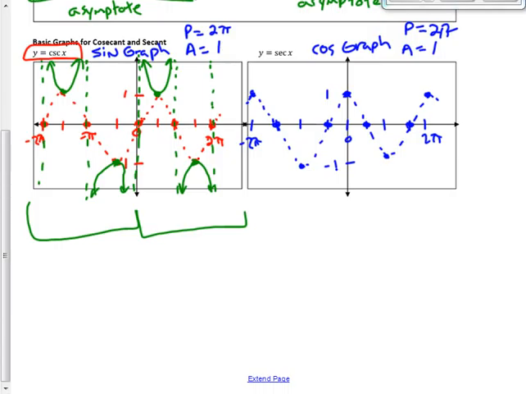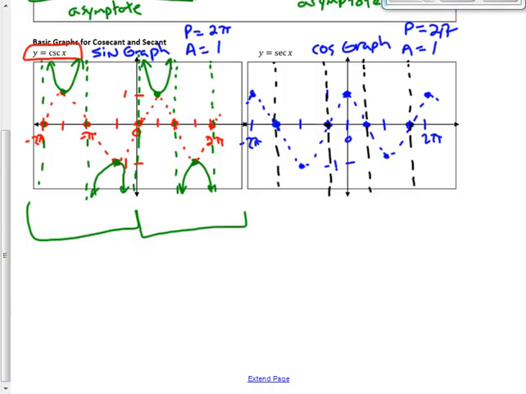Well, the same idea we talked about above goes here: if I have a cosine graph and I'm making this the secant of it, every place that the cosine graph is 0, my secant is going to be undefined. When cosine is 0, my secant is undefined.